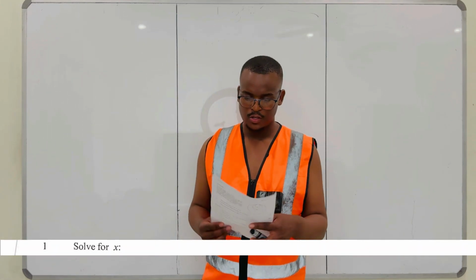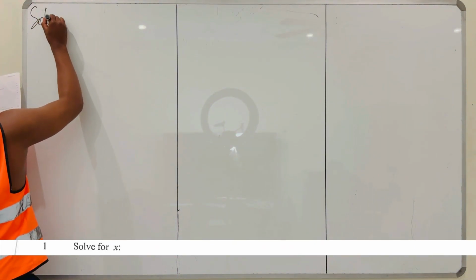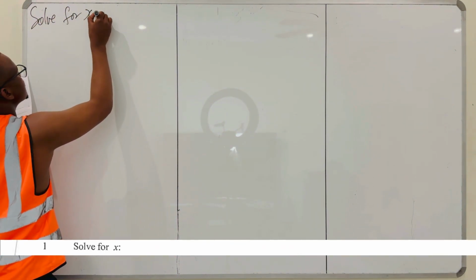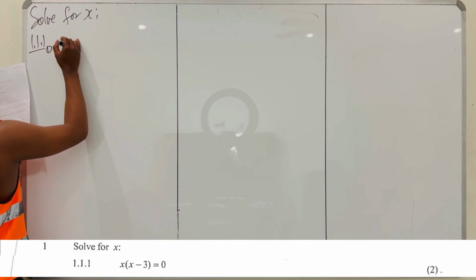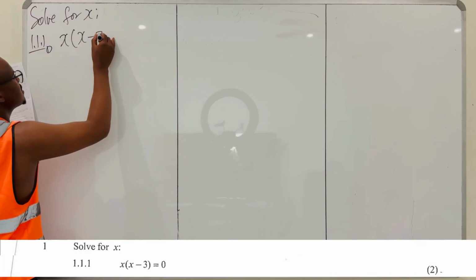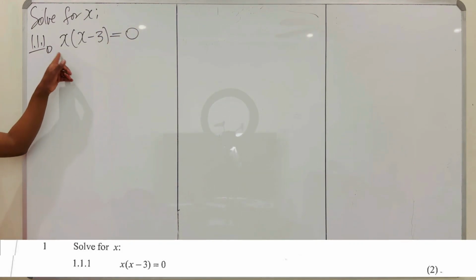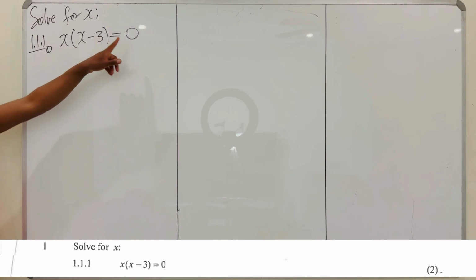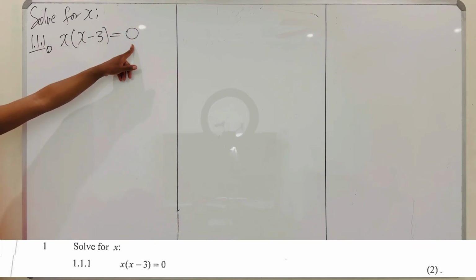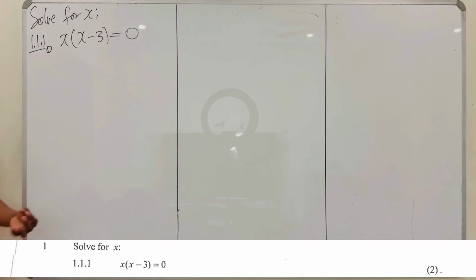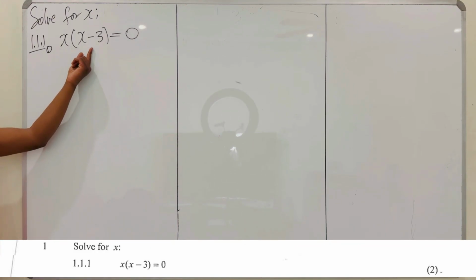Are you with me? So that's saying now solve for x, and at 1.1.1 we are given x times (x minus 3) to be equal to 0. So here we're taking the product of two things, and the product is 0. What does that mean? If the product of two things that you're multiplying is 0, at least one of them is 0. So either this one is 0 or that one is 0.